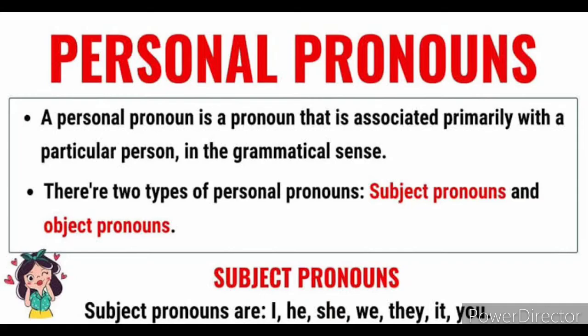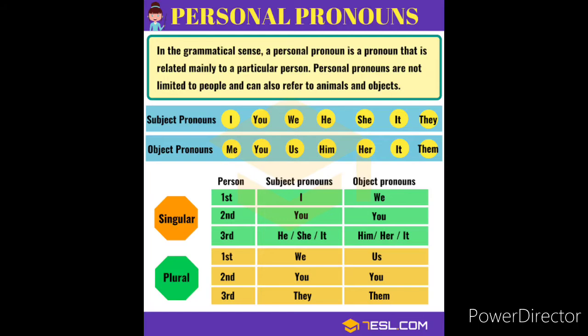So the personal pronoun is further divided into two types. One is subjective pronoun, another one is objective pronoun. Subjective pronouns are I, he, she, it, we, they, you, etc. And the objective pronouns are me, us, him, her, them, it, you, etc. Children, here you have the personal pronouns in detail. In the grammatical sense, a personal pronoun is a pronoun that is related mainly to a particular person.